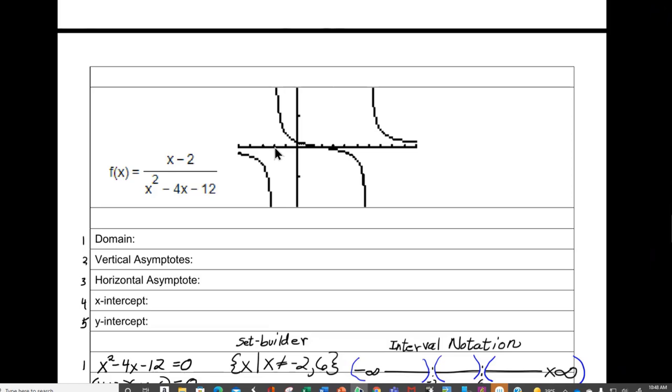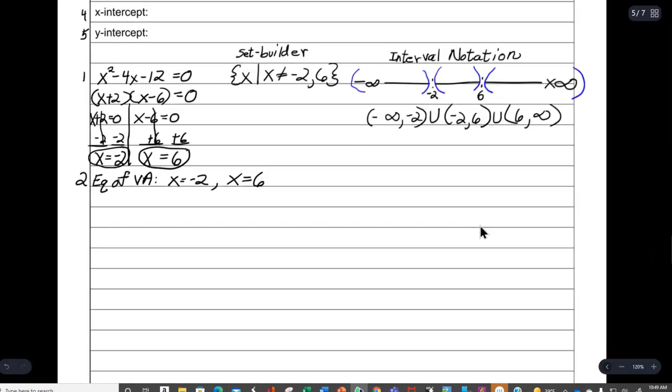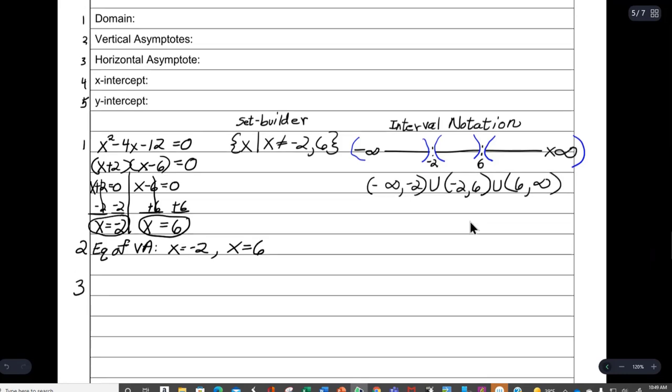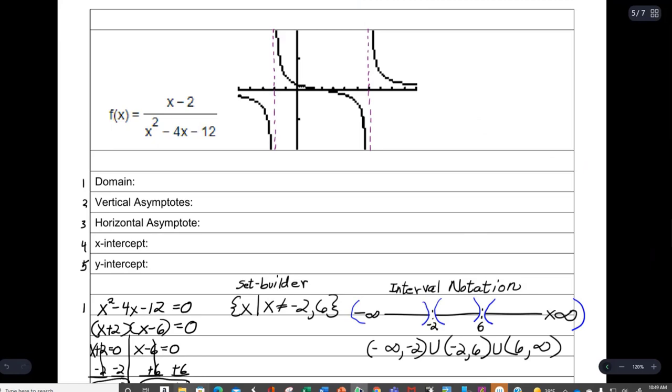So here we are, negative 2, and positive 6. Let's see, 1, 2, 3, 4, 5, 6. Now we're going to find the horizontal asymptote. For that, I need the entire problem. So let me do this. It's what us lazy people do.